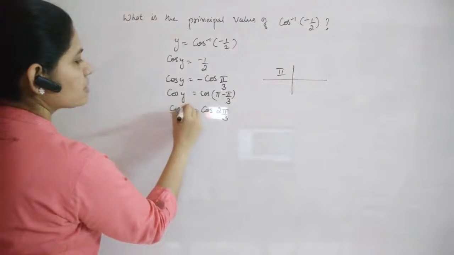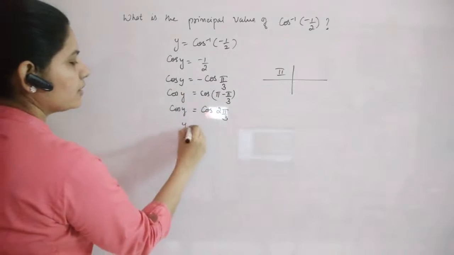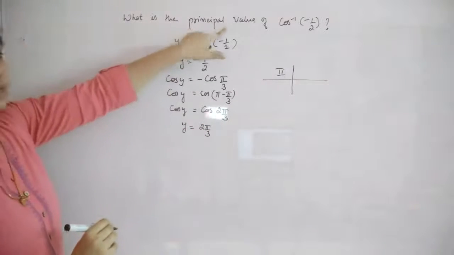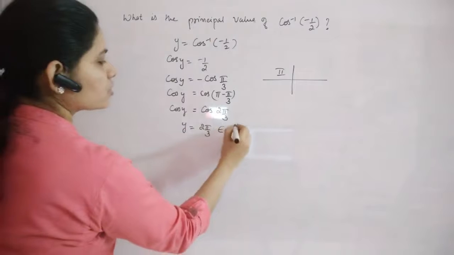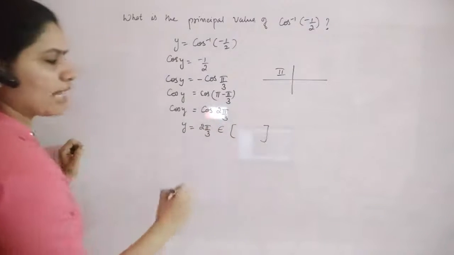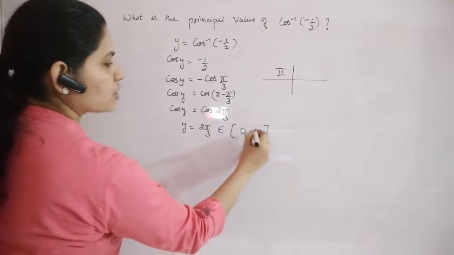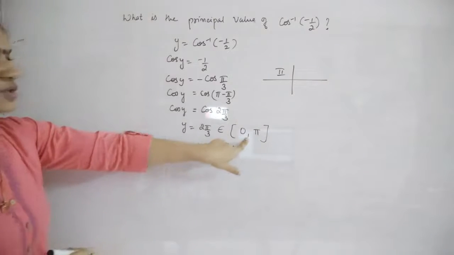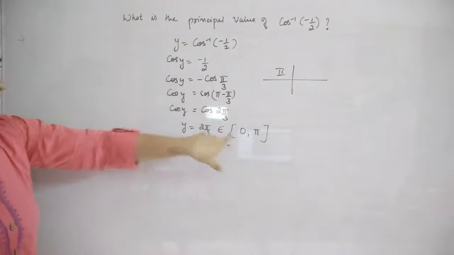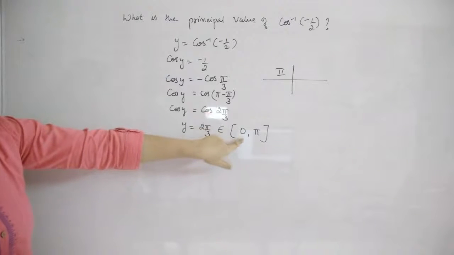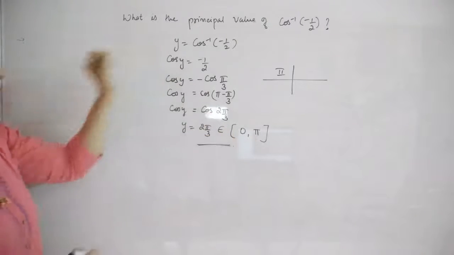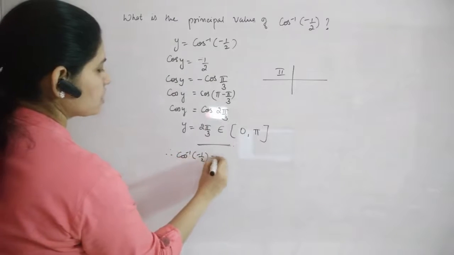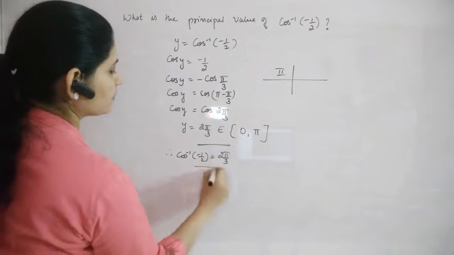So cos y is equal to cos 2 pi by 3, which will give you y is equal to 2 pi by 3. Before that, you have to check, since it is principal value, is it belonging to the principal value branch? What is the principal value branch of cos? 0, pi, closed interval. Now since 2 pi by 3 belongs to, is in between 0 and pi, you can say that cos inverse of minus 1 by 2 is 2 pi by 3.